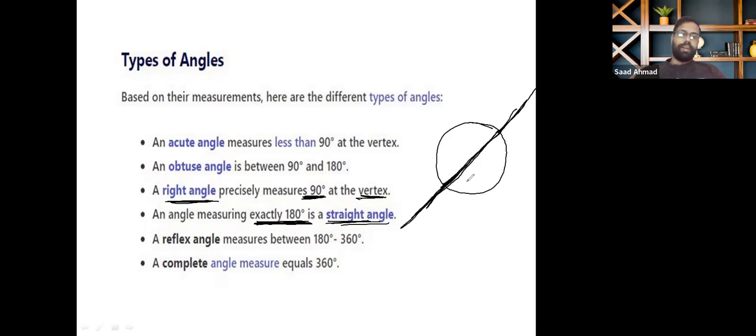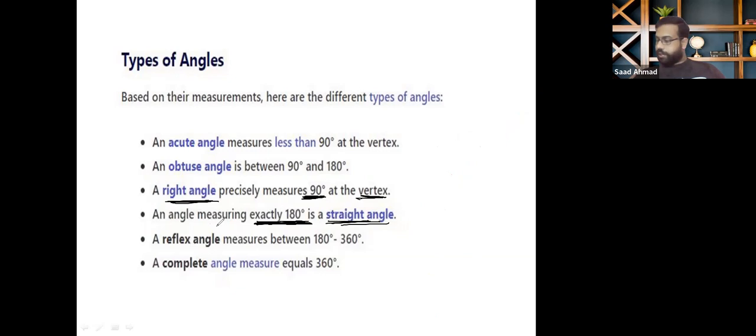You do not have any bend. The 180 degree angle is a straight line. It does not have any bend. So that's why it's called a straight angle, because it's a line. It does not have any bend or corner in it. So that's why it's a straight angle.